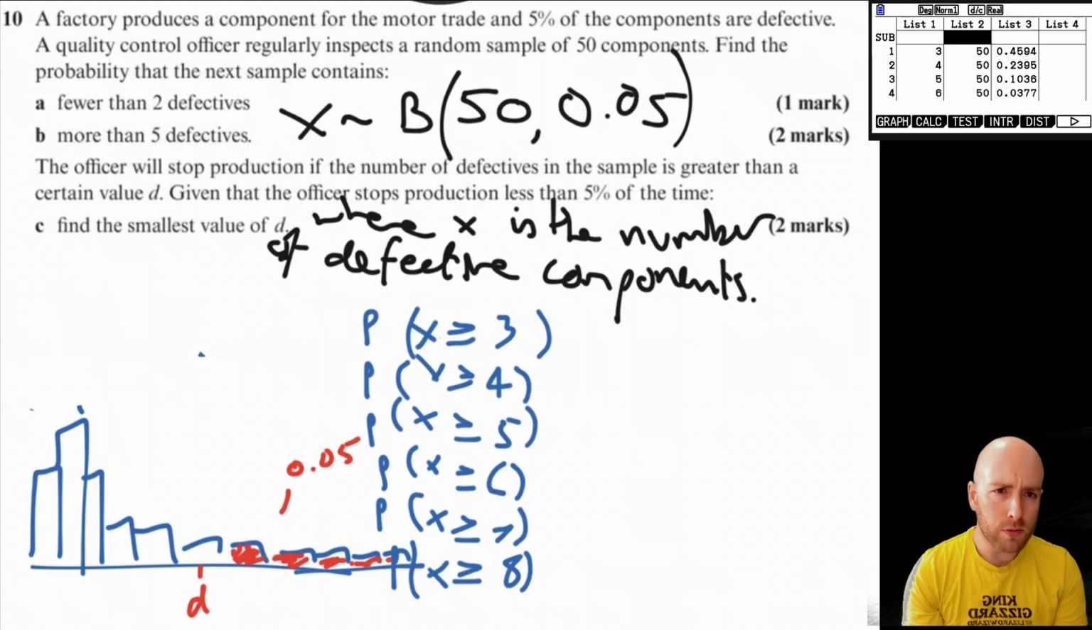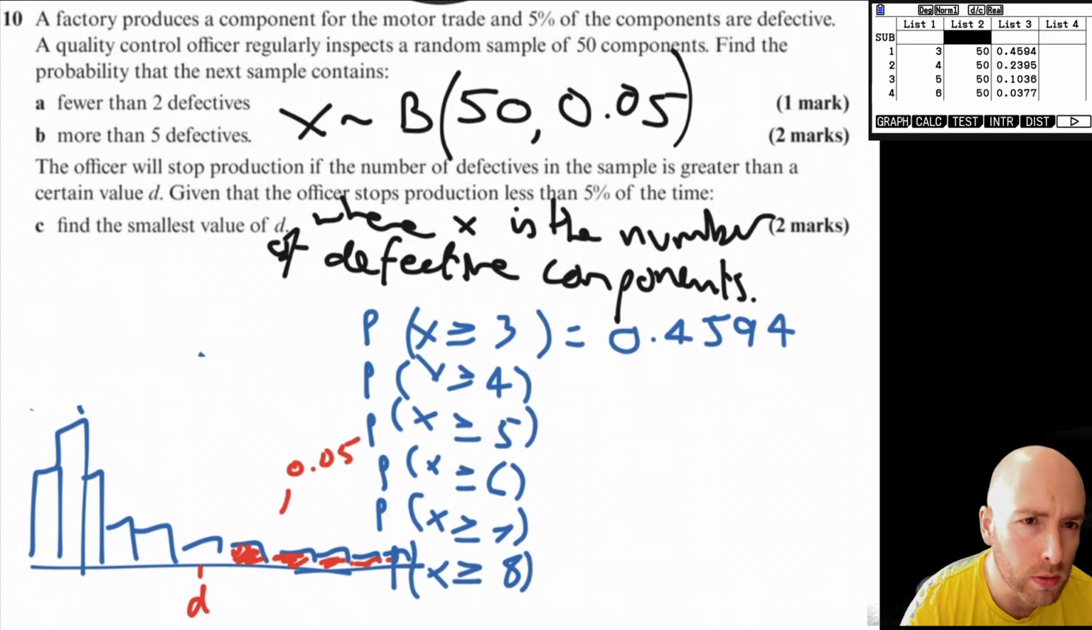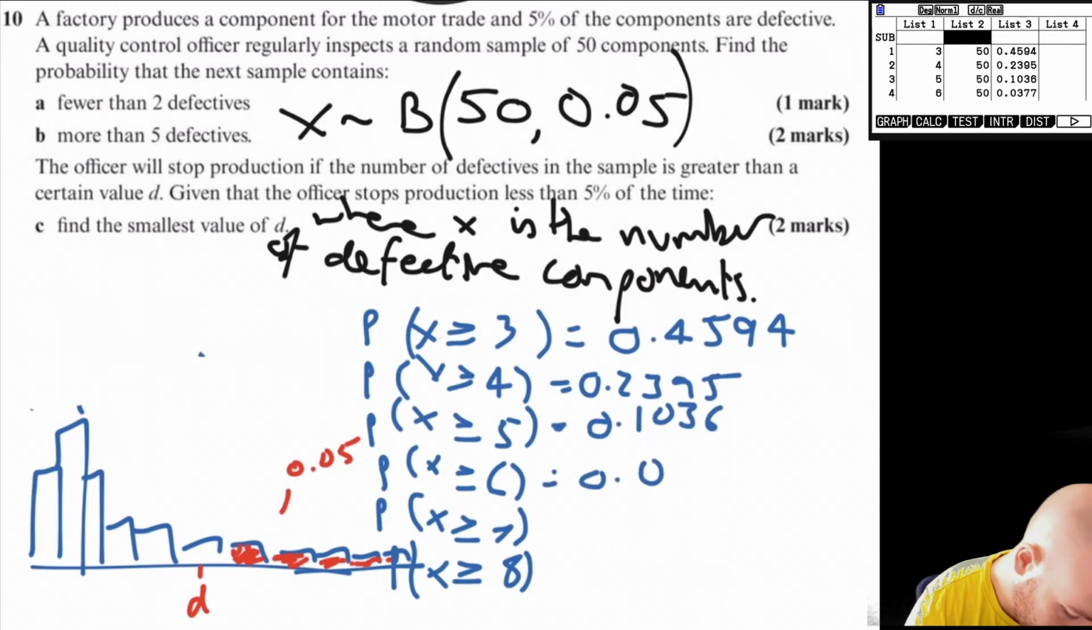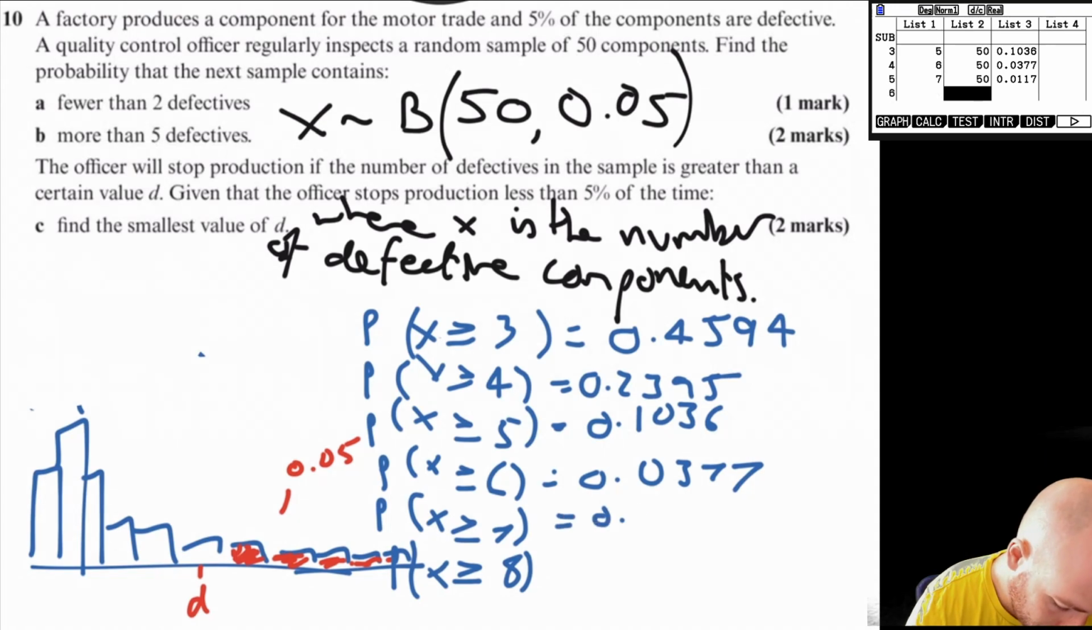So greater than or equal to 3 is 0.4594, 0.2395, 0.1036, 0.0377. Keep going down. 0.0117. So get rid of that last one.